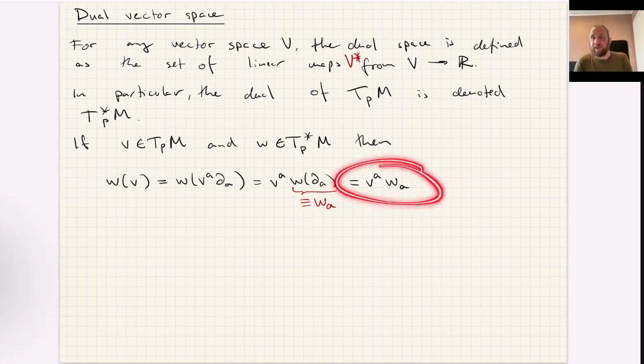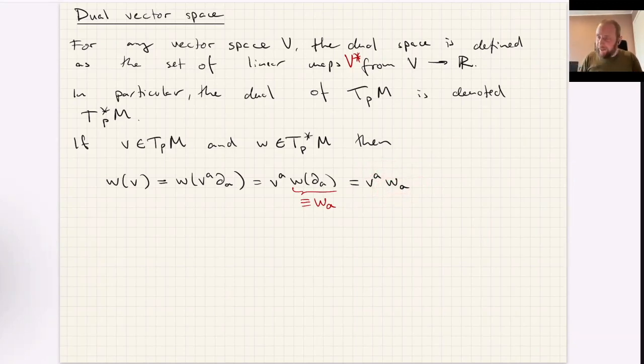And this reminds us of an inner product, right? It reminds us of what we had in Euclidean space. We have the components of V summed with the components of W. The difference to an inner product here is that V and W here are elements of different vector spaces. One is the vector space of tangent vectors, and the other is the vector space of linear maps from tangent vectors. And without having a metric, we can't actually make this into an inner product. We can't relate W necessarily directly to a particular vector V.